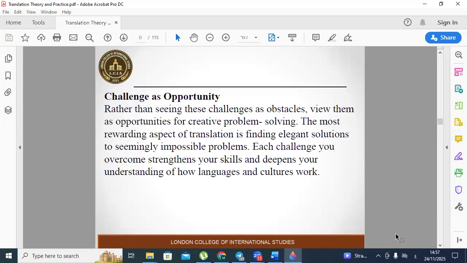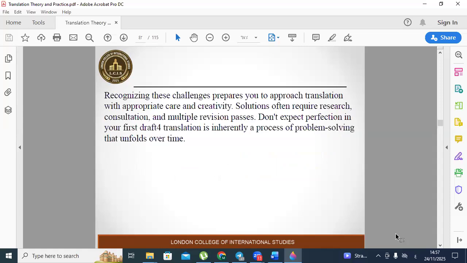Challenge as opportunity. Rather than seeing the challenges as obstacles, view them as opportunities for creative problem solving. The most rewarding aspect of translation is finding elegant solutions to seemingly impossible problems. Each challenge you overcome strengthens your skills and deepens your understanding of how languages and cultures work. Recognizing these challenges prepares you to approach translation with appropriate care and creativity.